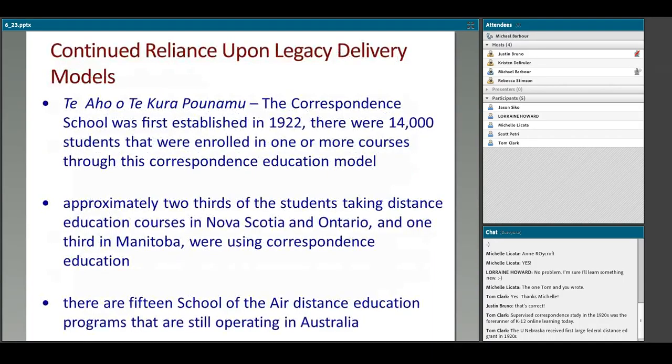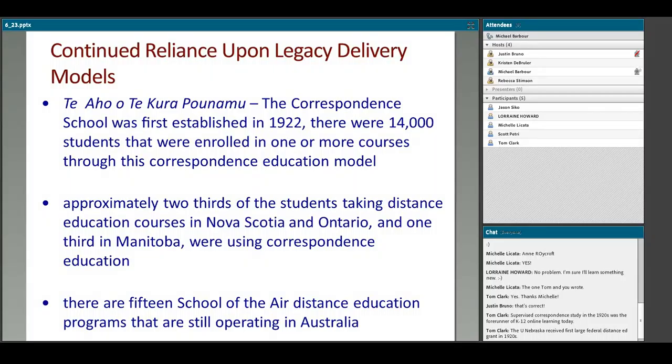The first one is that, unlike the U.S., where there are primarily online or blended programs and very few programs that look at these legacy delivery models, once you leave the United States, the use of these legacy or previous technologies to deliver distance education is still quite prevalent. Not only is it quite prevalent, but in many instances, it's the way in which the majority of students get their online learning.